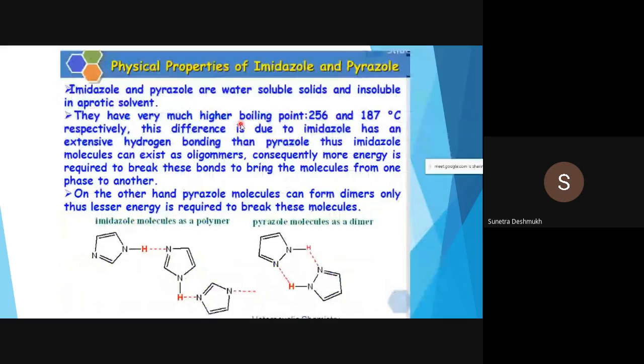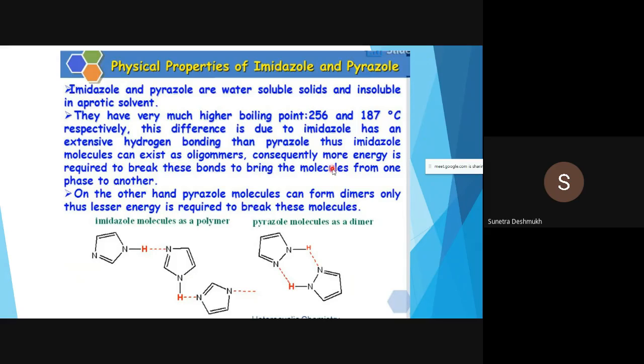Imidazole and pyrazole are water soluble solids, and insoluble in aprotic solvents. Both are water soluble solids and insoluble in aprotic solvents. They have very high boiling points, 256 and 187 degrees centigrade respectively. This difference is because imidazole has an extremely higher boiling point than pyrazole. Thus, imidazole molecules exist as oligomers. Consequently, more energy is required to break these bonds to bring the molecule from one phase to another.